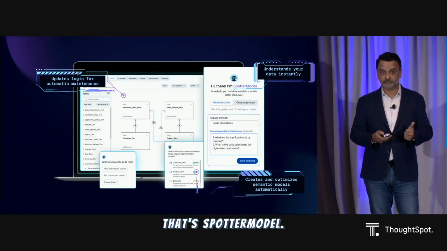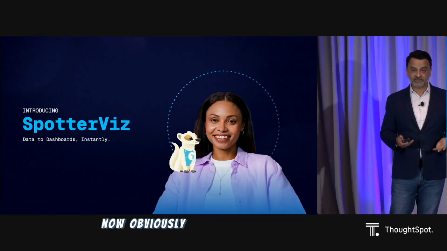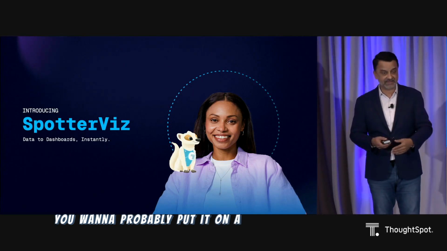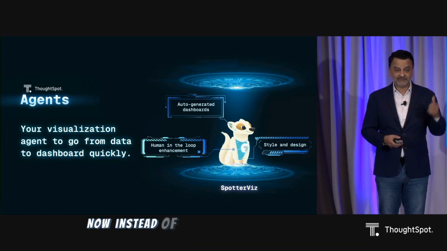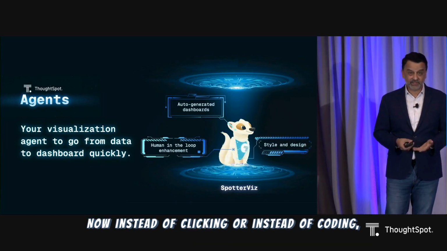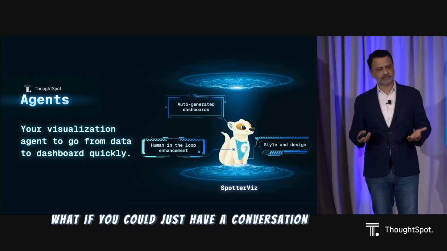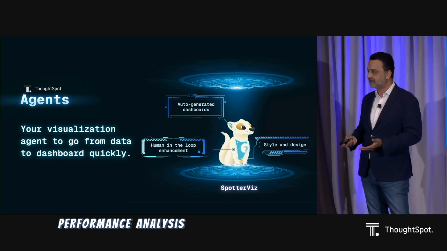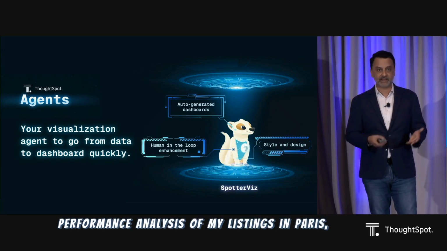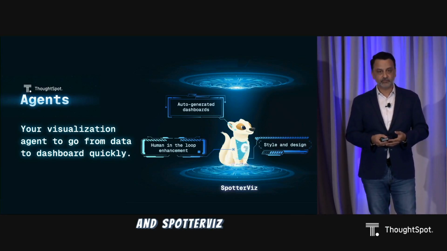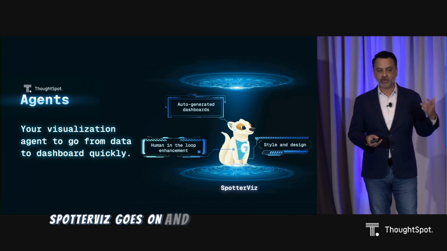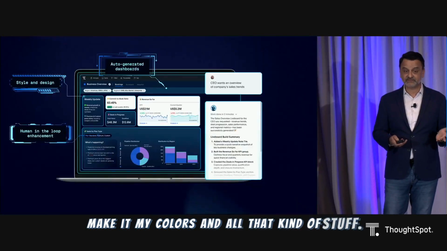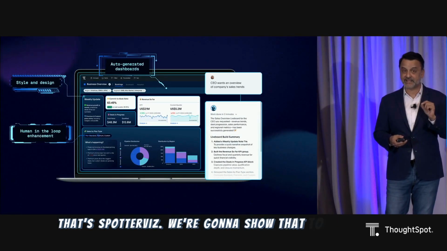That's SpotterModel. And now once you have the data, obviously you want to visualize it, you want to give it to your business users, you want to probably put it on a dashboard, or you want to analyze it. Now instead of clicking or coding, what if you could just have a conversation? You could tell SpotterViz, build me a dashboard that gives performance analysis of my listings in Paris, let's say. And SpotterViz gets to work and does all of this work for you. And then you could also say, hey, make it my colors and all that kind of stuff. That's SpotterViz. We're going to show that to you today.